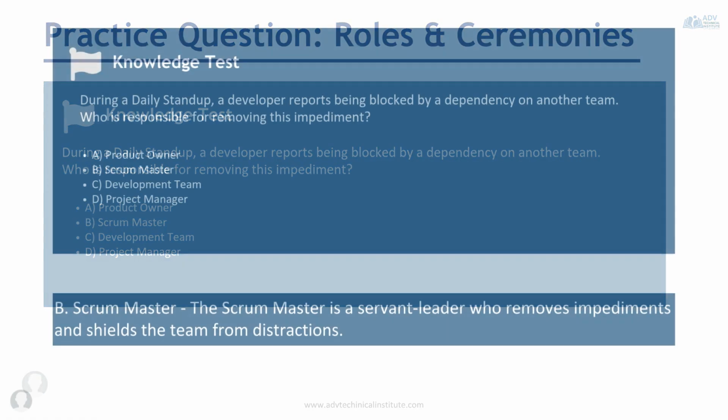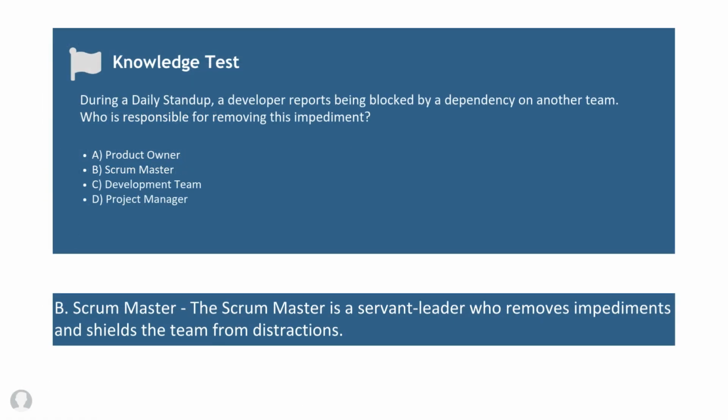All right, if you picked Scrum Master, you are correct. Now let's review the choices. Option A, the product owner. Remember what I told you. The product owner owns the what. They manage the backlog, set priorities, and decide what the team should build next. They're not the person chasing down other teams to unblock work. So A is not our answer.